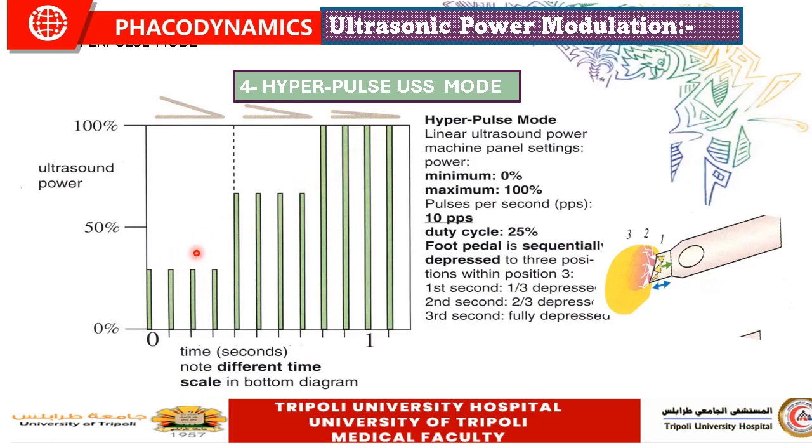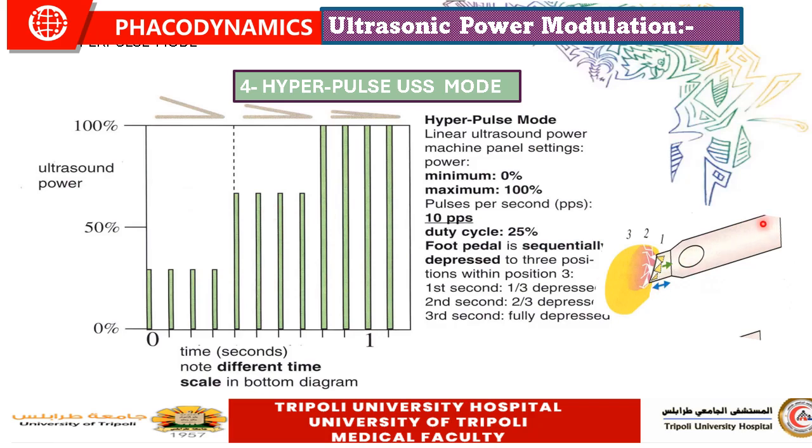The combination resulted in a linear control of the ultrasound, as you can see here in the hyperpulse mode. So the more you step down the foot pedal, the more energy power will be delivered. At the same time, there is a choice for a reduction of the duty cycle, so that the off time will be more. As you can see in this example, the duty cycle is 25%. So there is 25% on time and 75% off time. Within 1 second, you have 10 pulses. So this will improve the followability and improve the thermal protection.